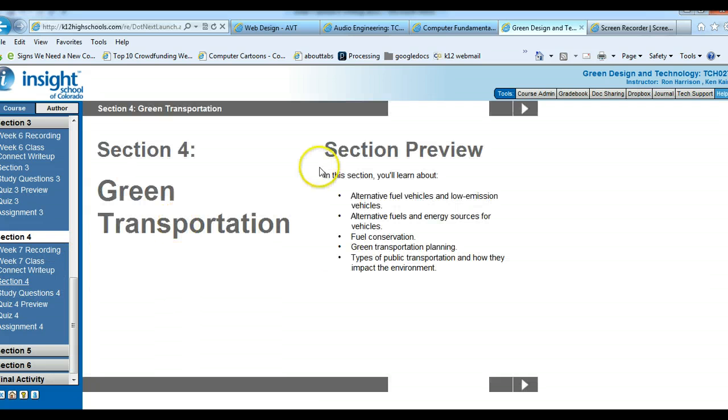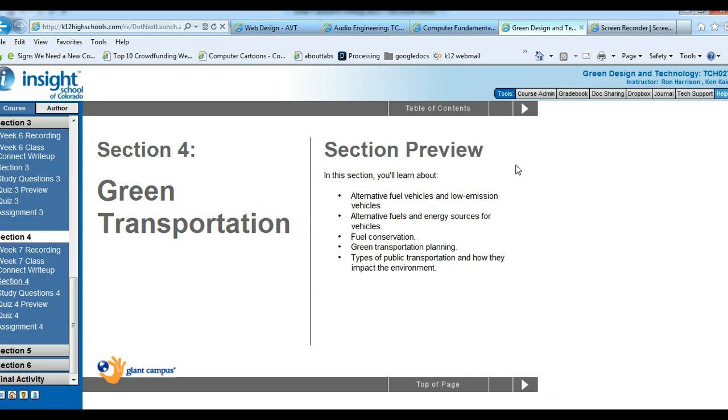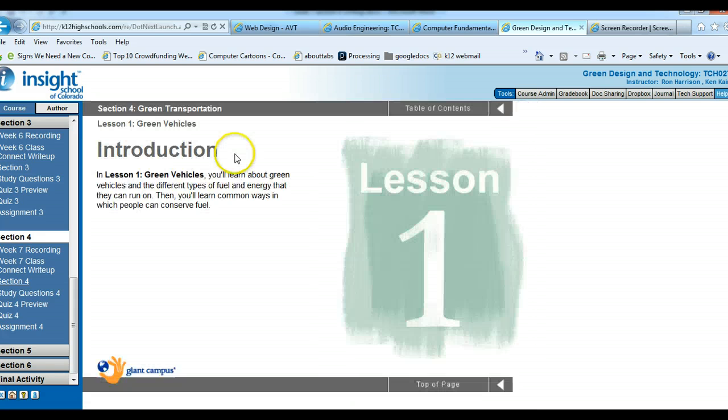All right, so here we are, section 4. All about green transportation, alternative fuels, alternative fuel sources, fuel conservation, green transportation planning, and types of public transportation. That's all of section 4. But we're going to get right into the first lesson, which is all about green vehicles.